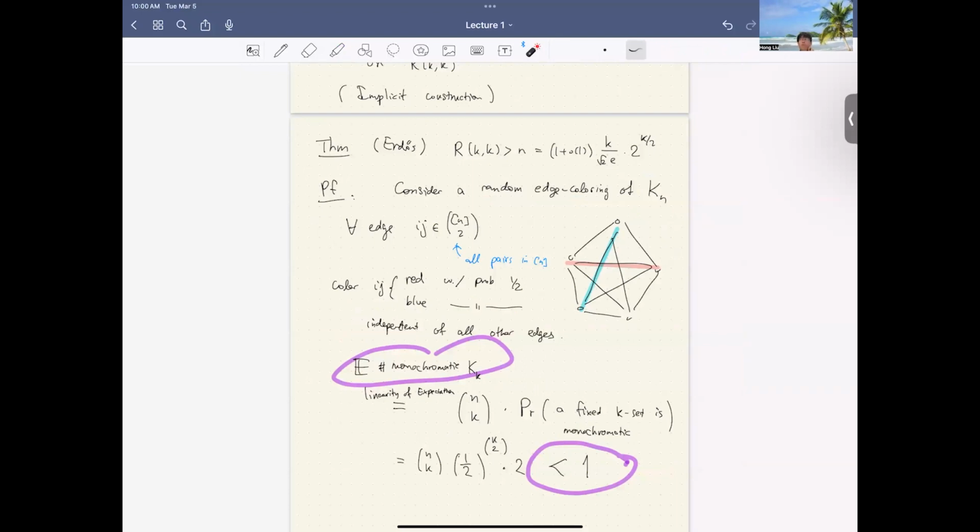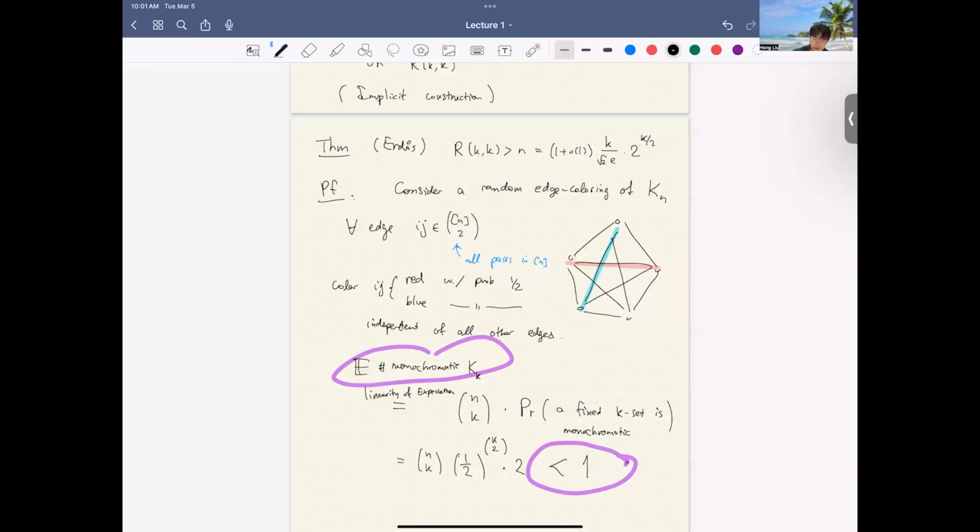I skip the calculation. What does it mean, expectation less than 1? That means sometimes it's bigger than 1, sometimes it's smaller than 1. But the number of monochromatic cliques is an integer: 0, 1, 2, 3, 4. There's no 0.5 monochromatic clique, right? So sometimes it's 0, sometimes it's 1 or 2. It must be sometimes 0. Otherwise, the expectation will be at least 1. So we prove indirectly that there exists an outcome of the random coloring with no bad configuration. That means there is a coloring that's good for us.